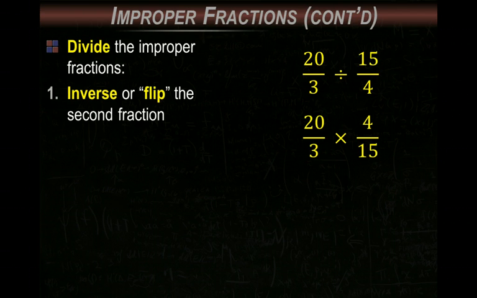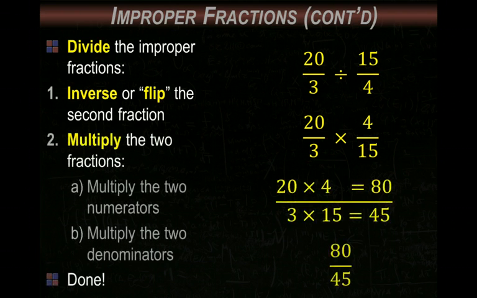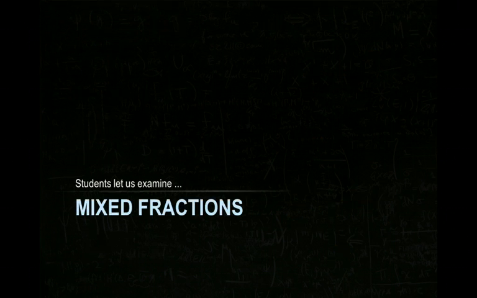And once you flip it, division becomes multiplication. Now you straight up multiply. 20 times 4, 3 times 15. I get 80 over 45, and I'm done. Okay? It's still improper. Notice this number is larger than that number. But my point was, you can work with improper fractions the same way you work with regular fractions. Just because the top number is larger doesn't mean you don't do the same stuff.